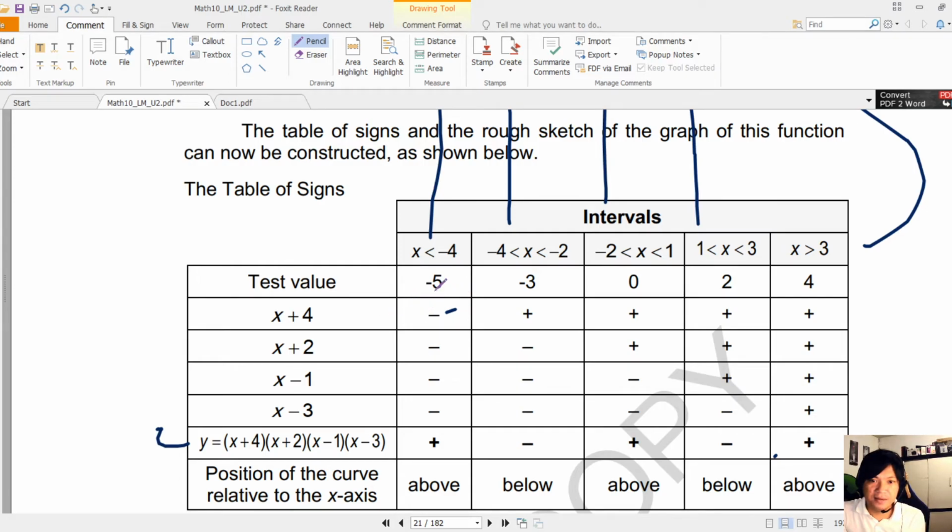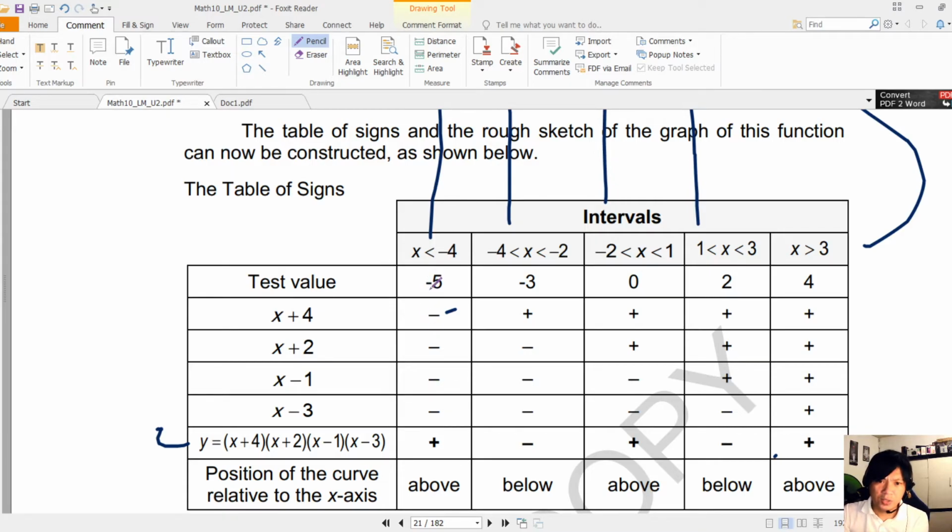Sige, unahin na lang natin itong negative 5 lahat. So, negative 5, ito naman tayo next factor. Negative 5 plus 3 is negative 3. So, the sign here is negative. Next one, negative 5 minus 1 is negative 6. So, the sign is negative. So, negative 5 minus 3, the sign is negative.